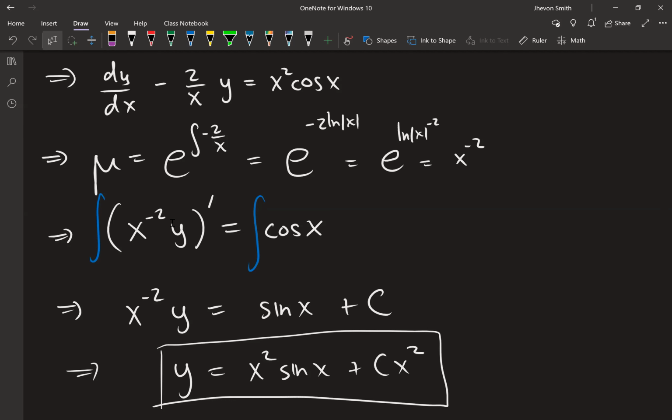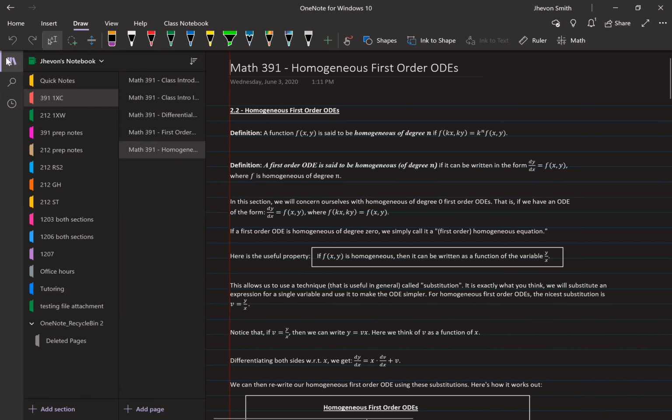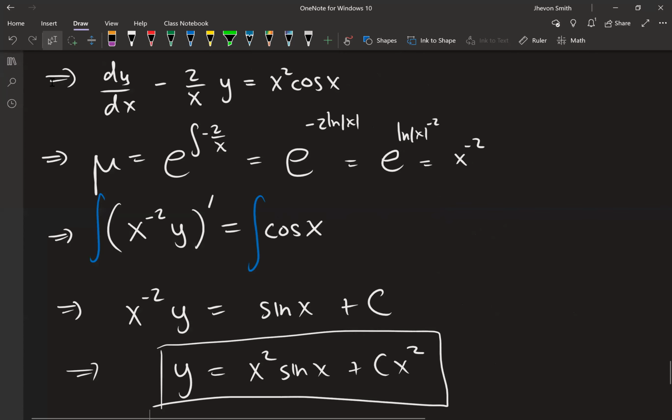The next thing we want to cover is homogeneous first order, which is what we have here. Also, maybe we might be able to get into the next topic. I'm not sure.